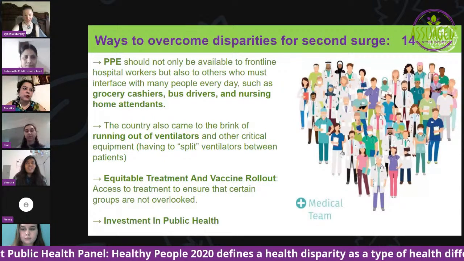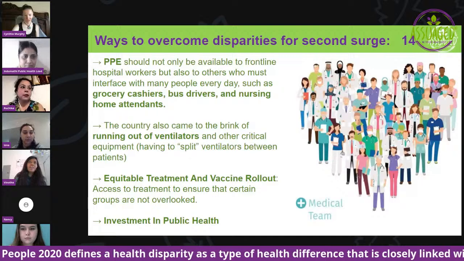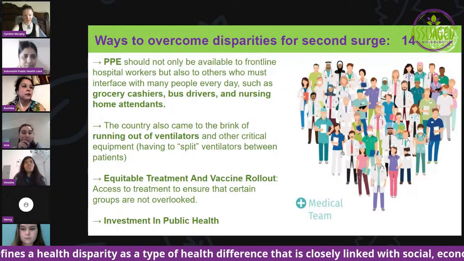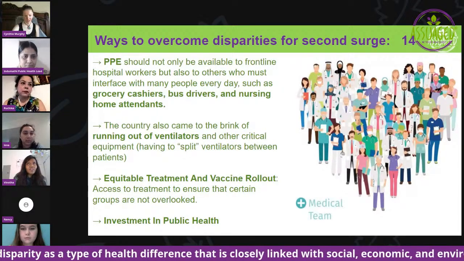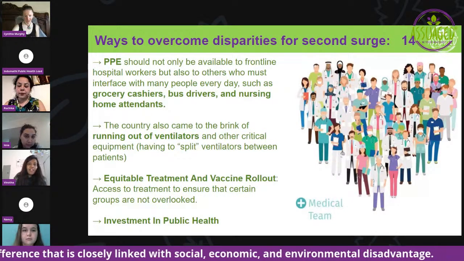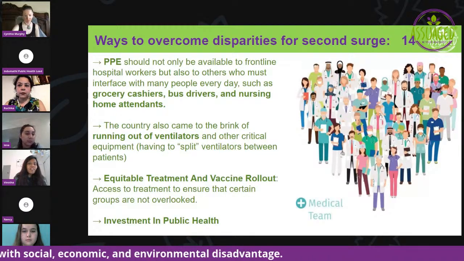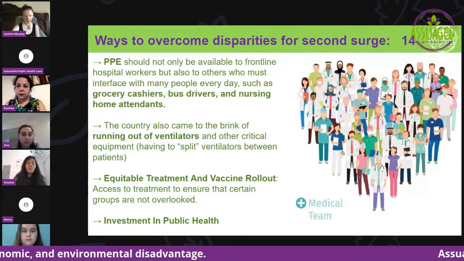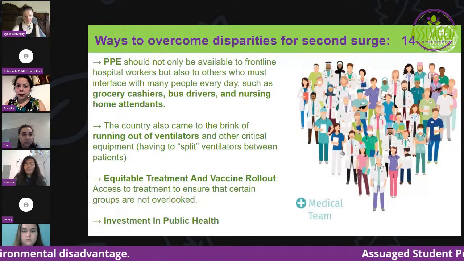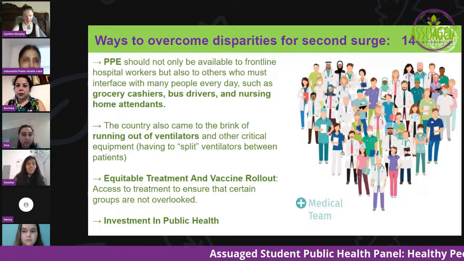So it is not just the people who are in the healthcare industry who have to be given every protection, but it is also to be given to all other professionals who have been meeting with so many people in their day to day life. They definitely include grocery cashiers, bus drivers, nursing home attendants, because they definitely use public transportation, and they travel to a lot of places, they meet a lot of people.